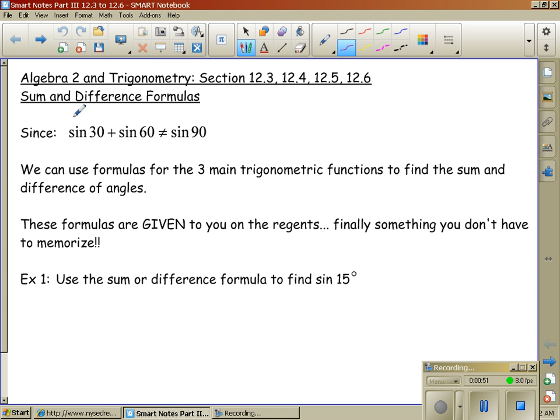Okay. So first part is the sum and difference formulas. Basically the idea is we cannot say that the sine of 30 plus the sine of 60 equals the sine of 90. It's not true. But what you can do is use the formula given on that sheet to find an angle or a function such as sine of 15 by using the formula. Now I realize you can put it into your calculator and just find the sine of 15, and sometimes that's going to work perfectly fine.